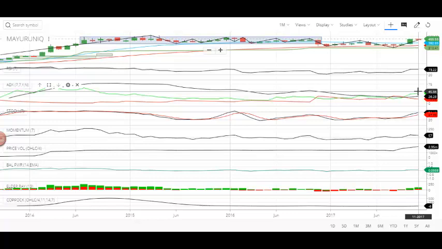That's what I'm saying. So considering all these things, as per my analysis, I feel this stock right now is good for short-term trading, but cannot be considered for either medium or long-term investment. So that is the conclusion.